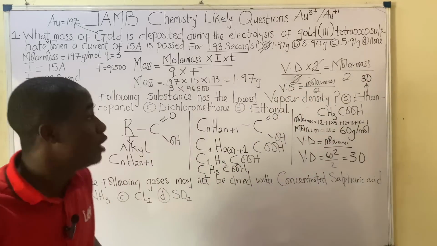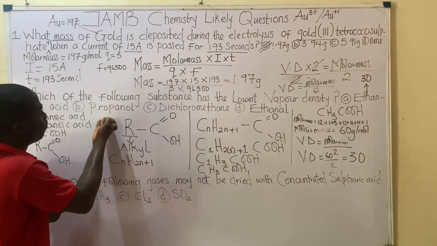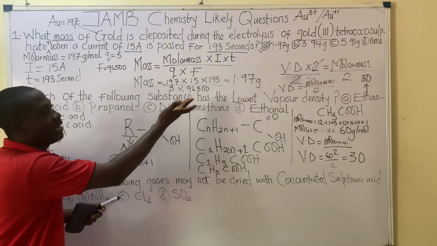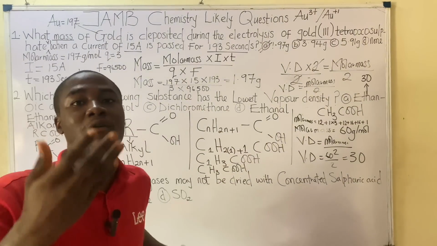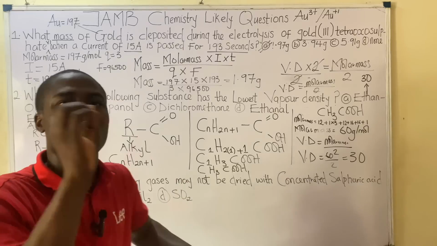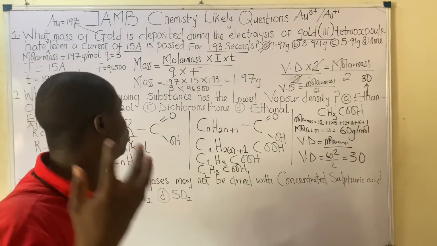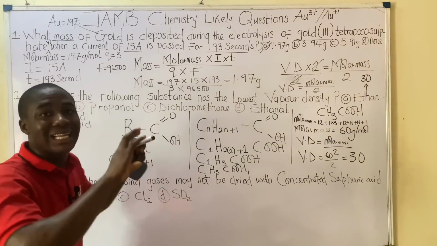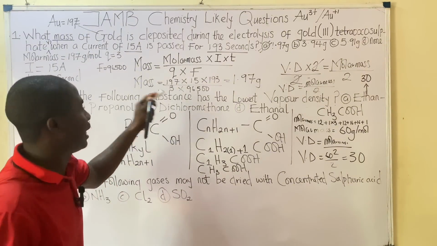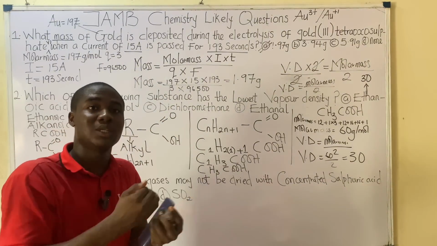Do you understand? So let's calculate the vapor density of propanol, dichloromethane, and ethanol. You can see that they don't give you the chemical formula straight. They actually gave you in words. So you have to get the correct chemical formula of the compound to be able to get the Vd, which is vapor density. So let's get the chemical formula of propanol and get for all of them to be able to get the vapor density.